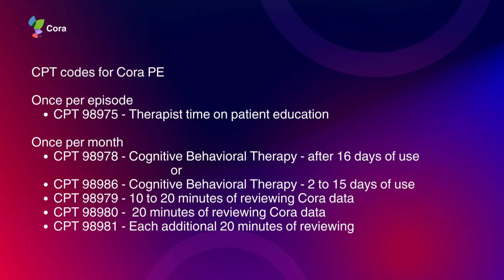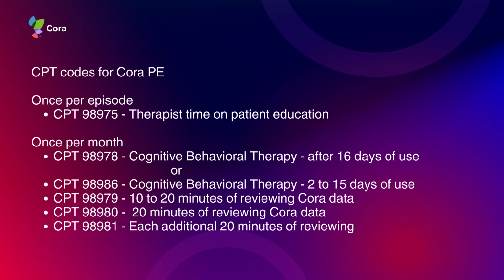As mentioned earlier, the Cora service falls under 6 CPT codes. One of these codes, 98975, can be claimed once per episode. The other 5 codes can be claimed every month. Cora generates all the documentation required to file claims for these codes and ensures that all claim requirements are met.